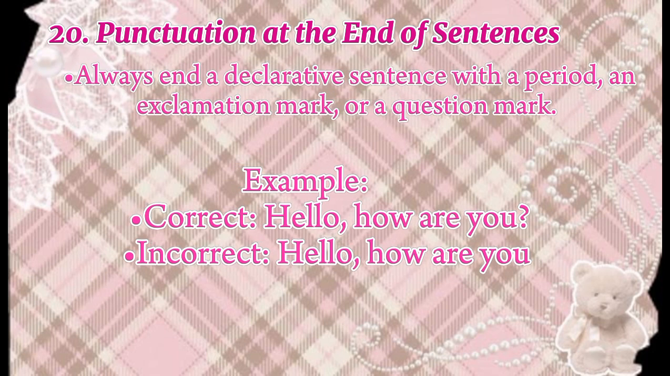Lastly, the 20th rule is the punctuation at the end of the sentences. Means always end a declarative sentence with a period, an exclamation mark, or a question mark. For example, the correct sentence is hello, how are you? The incorrect sentence is hello, how are you There were no punctuations.